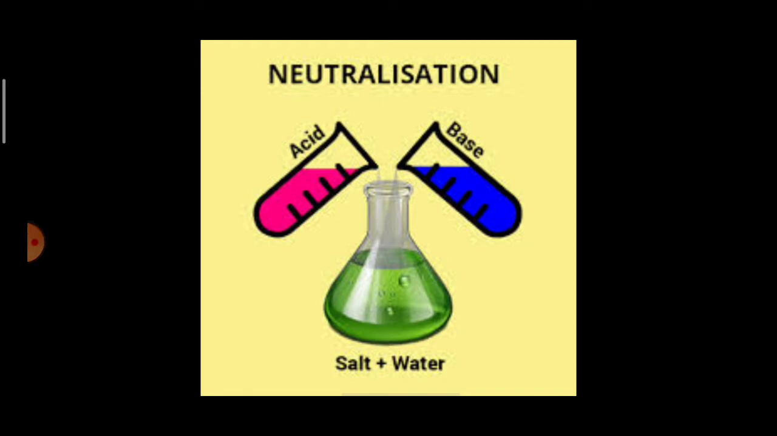The reaction between an acid and a base is known as neutralization reaction. And the products formed are salt and water. Salt and water are produced in the process with the evolution of heat. That means heat is evolved in this reaction. So, when an acid reacts with a base, you will get salt and water.